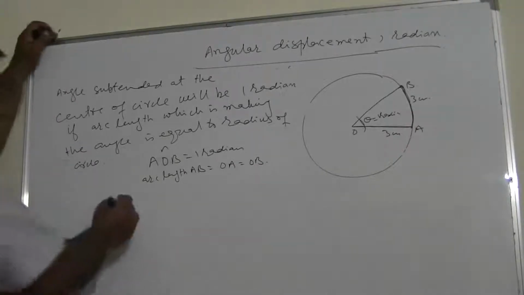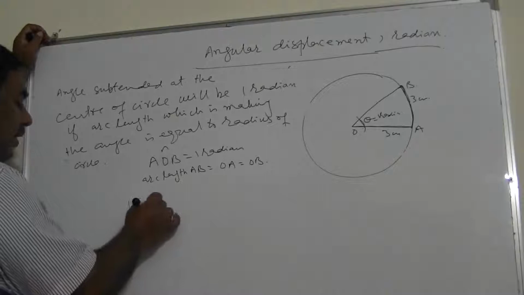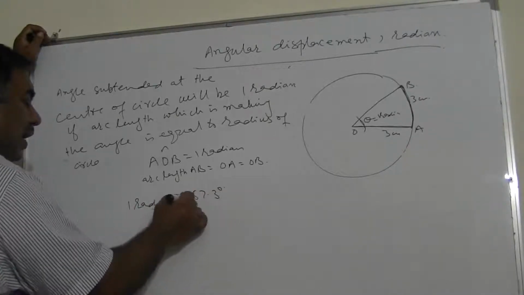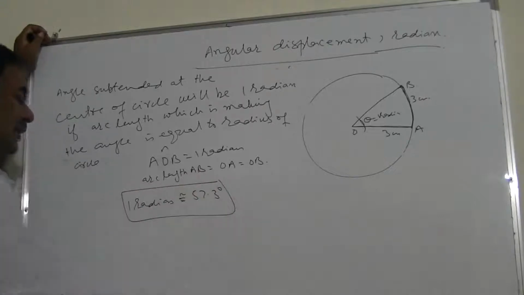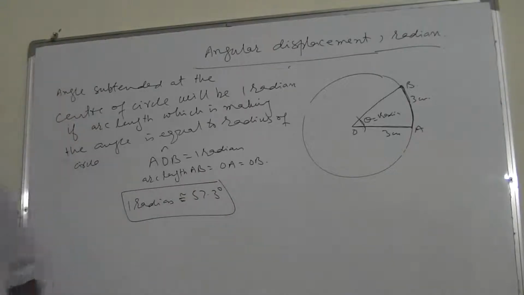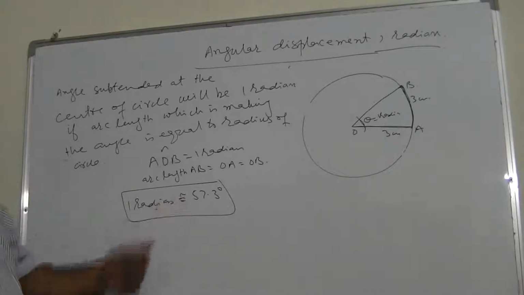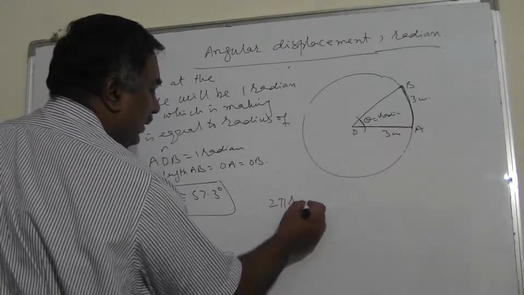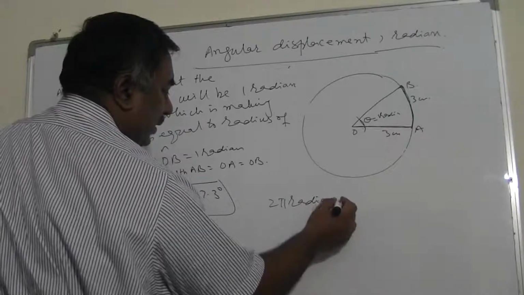Now 1 radian is roughly equal to 57.3 degrees. Or you can think of a 60 degree angle, just roughly, and call it 1 radian. Its value is not exact, 57.3 degrees is also an approximation. But how can we change radians into degrees and degrees into radians? Actually, in an entire circle, we say there are 2 pi radians in a circle.